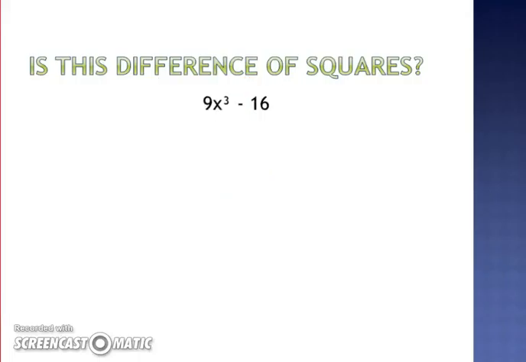This example, I have 9x cubed minus 16. Well, 9 is a perfect square and 16 is a perfect square. I'm showing subtraction, but because this is x cubed, there's no way to multiply a number by itself and have it equal an odd exponent like that, have it equal x cubed. So this one is no. If my exponent was an even number, then it would be yes.